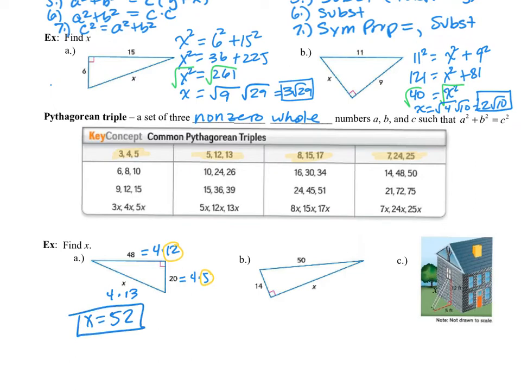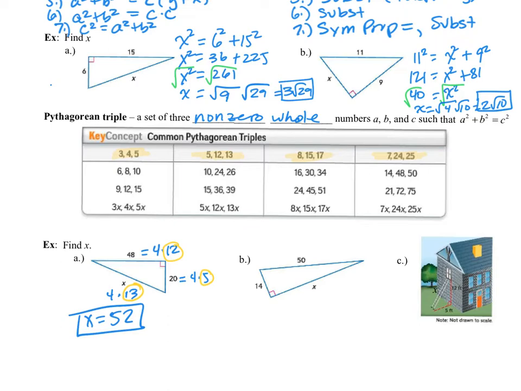Okay, so again, what I've circled in yellow is a Pythagorean triple. We had 2/3 of the Pythagorean triple. All we had to do is find that missing one and then figure out what their common factor was. Let's try it again. Let's take a look at letter B. So here we have 50 is the hypotenuse, 14 is one of the legs, and x is the other leg.